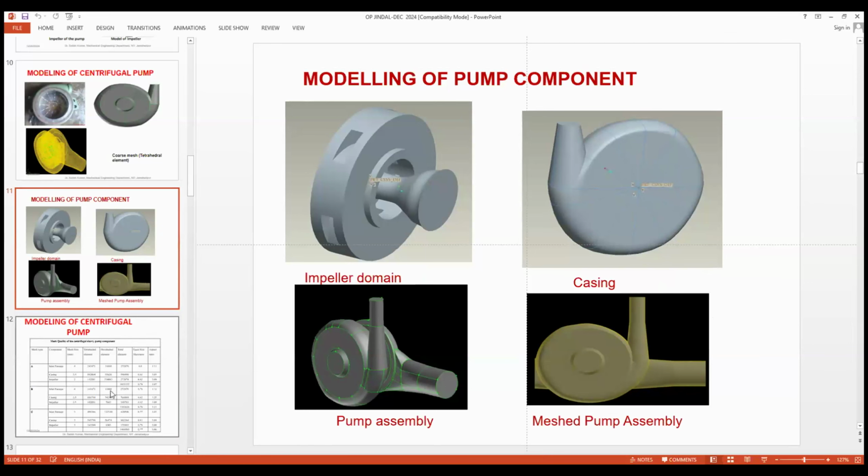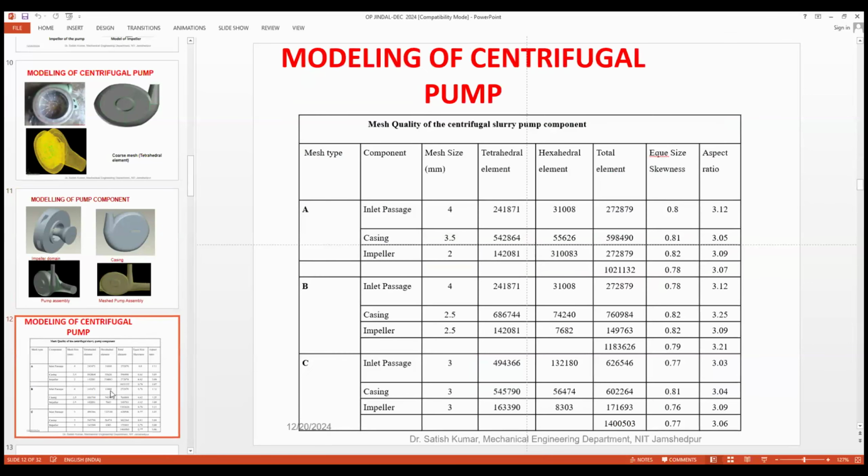So this is the pump assembly. The next work is mesh generation of the pump components, and performing the grid independent test. For that purpose, three types of mesh were generated: A, B, C. In A, the total number of nodes is 10,21,132. In B, 11 lakh.